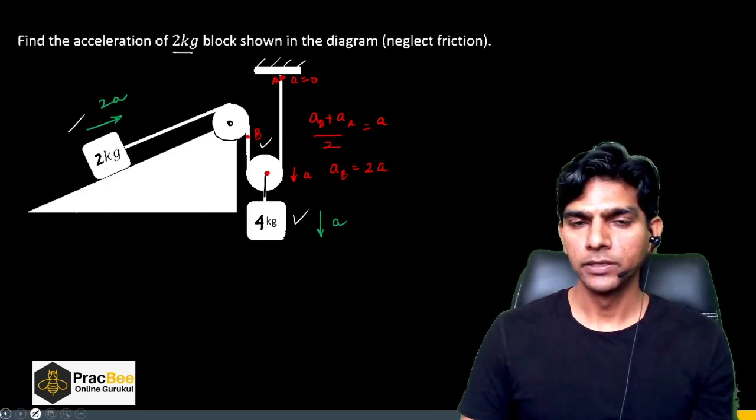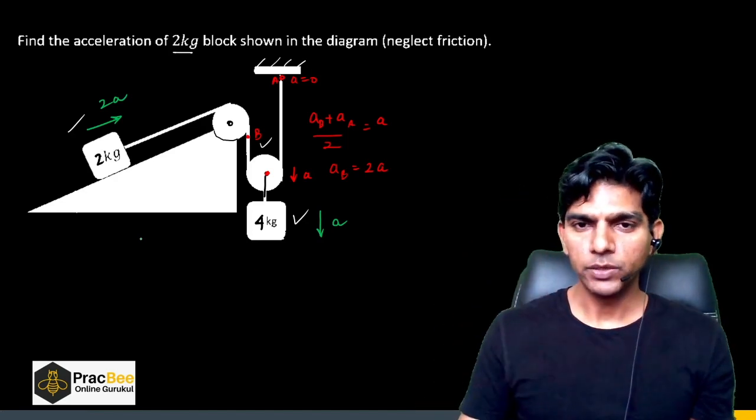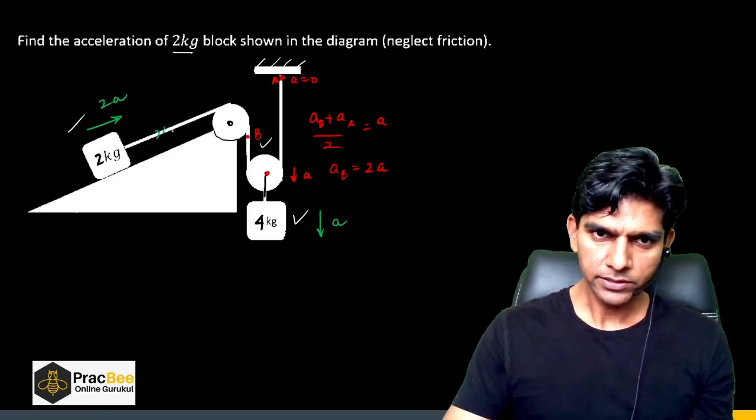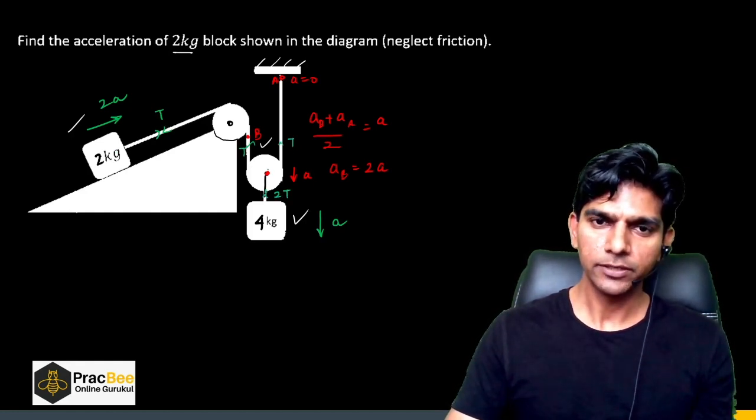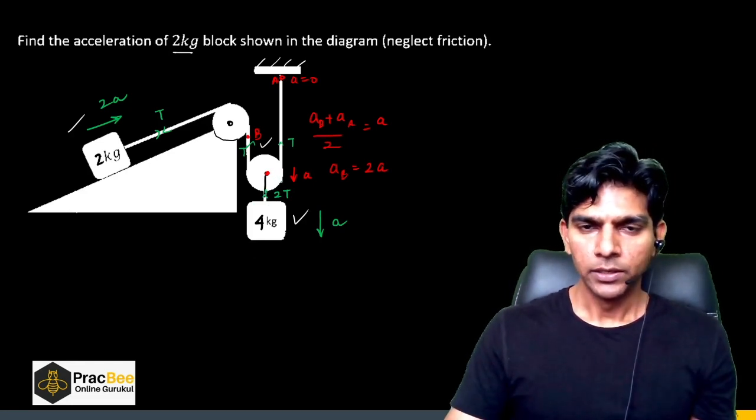4 kg block is going down with an acceleration of a, then this 2 kg block will go up with an acceleration 2a. So if I draw the free body diagram, let us say in this string the tension is T, here the tension is T, here the tension is T. So in this string the tension will be 2T, right? For the equilibrium of the pulley.